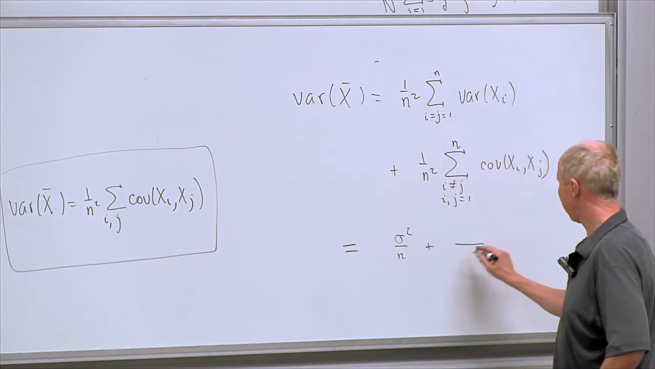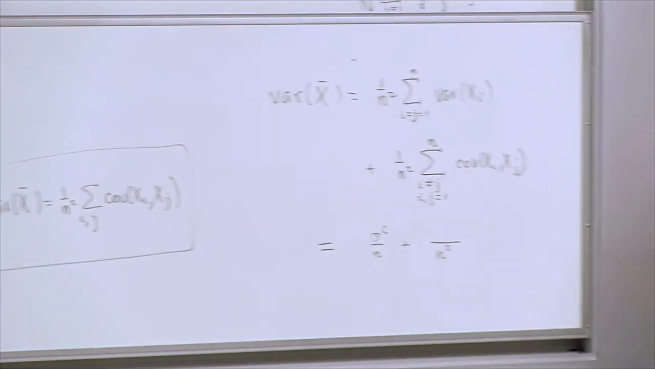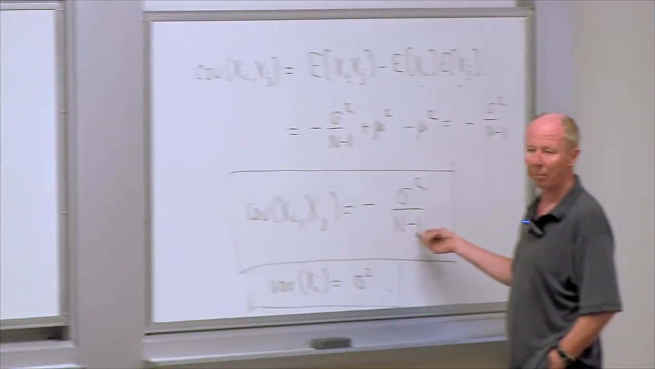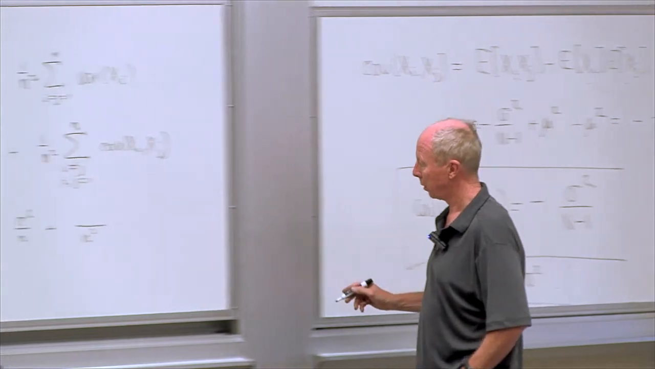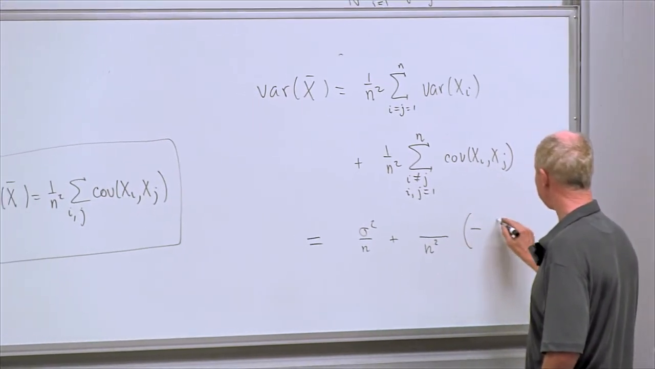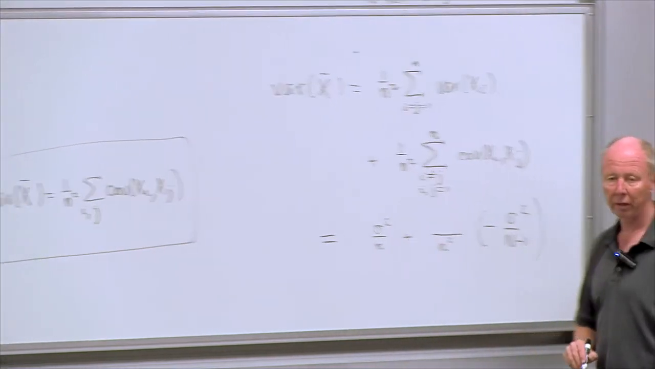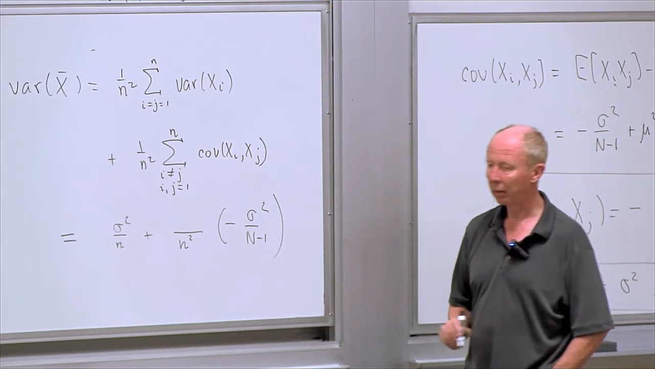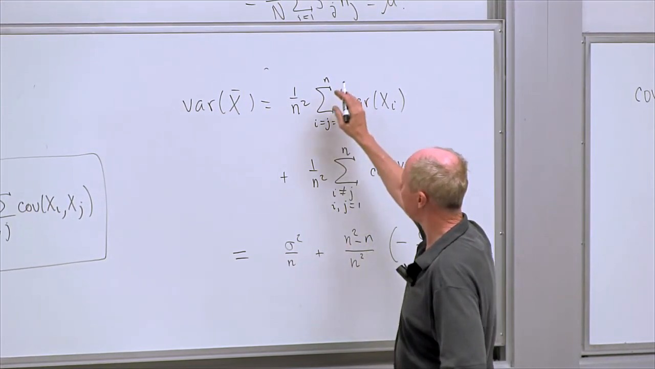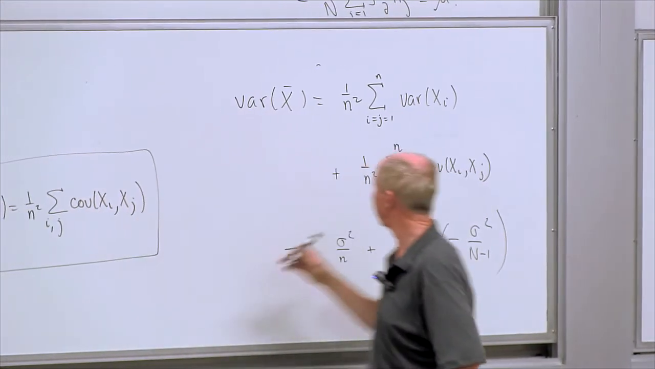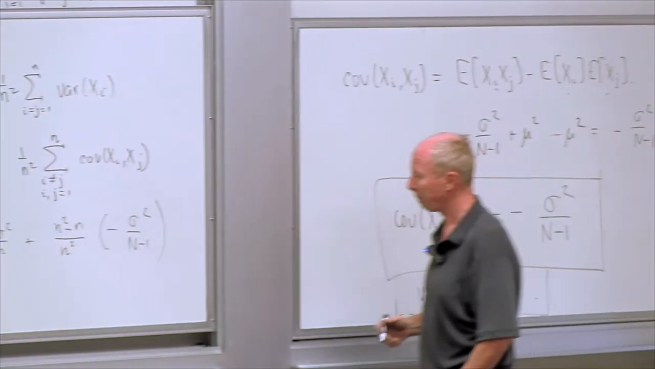Second one, now I have an n squared here. All of those terms are the same, minus sigma squared over capital N minus 1. How many times do I add that in? n squared minus n, because there were n squared terms all together to begin with. n of them I separated out, so there must be little n squared minus little n left.